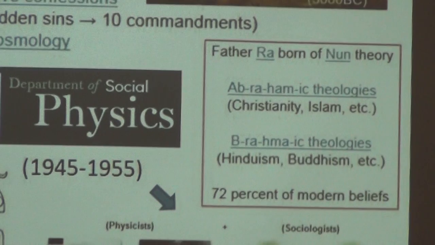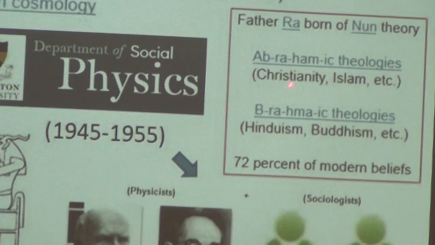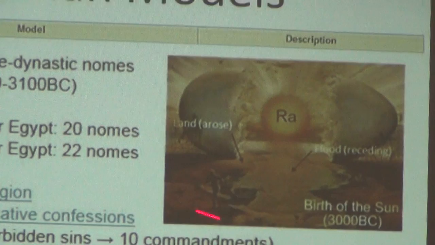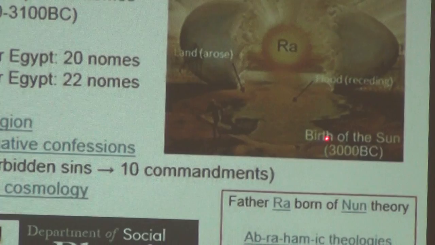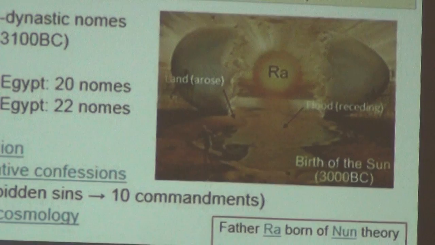What most people don't know is all of these, the Abrahamic theologies and Brahmic theologies, have the parent religion of Father Ra, born of Nun. Ra is the literal translation of the sun, in the Egyptian theological model. Ab or B is the Hebrew translation of father. Ham here means Chem. We were talking about that in the lecture. When the Nile floods yearly, there's a 120-day flood. And then when the flood recedes, it leaves this black, fertile soil called Chem. And that's the root word of chemistry, and all the world's modern religions have the same root word.